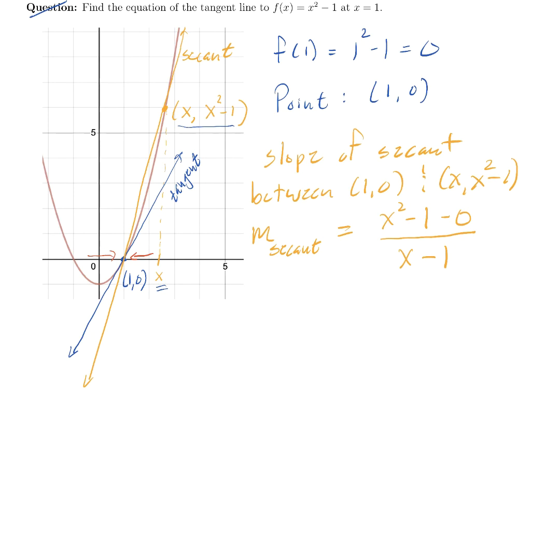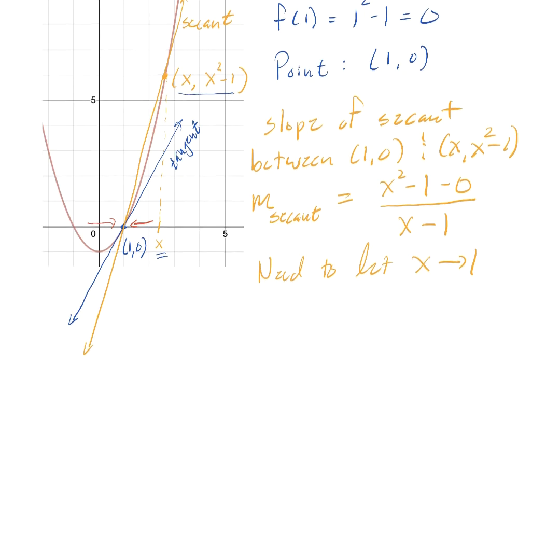So for the slope of the tangent, we need to let x approach 1, and then that will give us the slope of the tangent line. So the slope of the tangent line happens when x approaches 1. So we take the limit as x approaches 1 of the slope of the secant line.